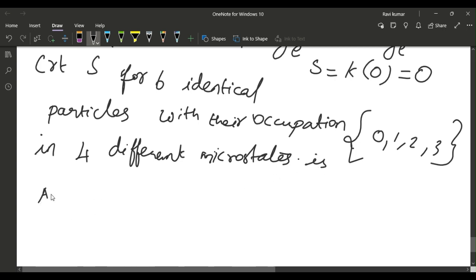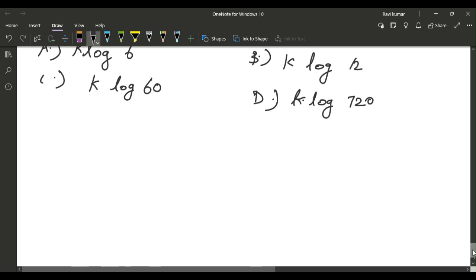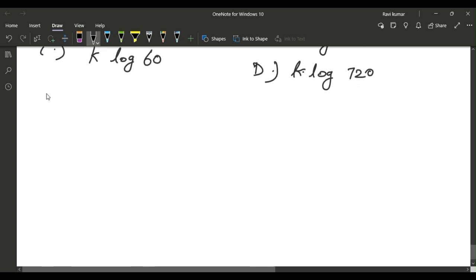So here we need to find the correct entropy. The options given are: A is K log 6, B option is K log 12, C option is K log 60, D option is K log 720. So pause here and try to compute the value, and then again watch for the solution.